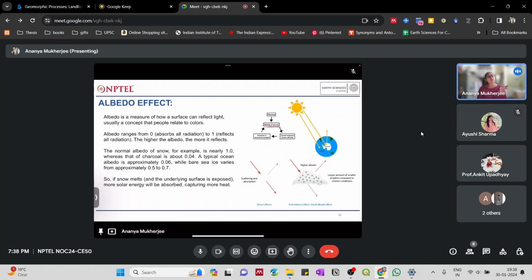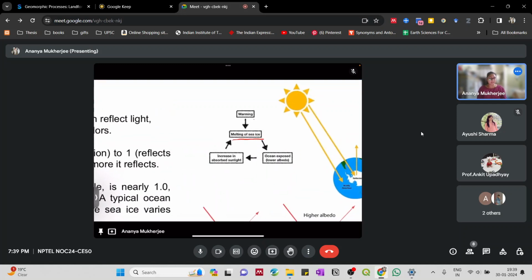And then more energy is going to get absorbed by the atmosphere, and from there again it's going to be reflected back to Earth. So over here, as you can see, this is not related to the greenhouse effect directly, but it is indirectly related.